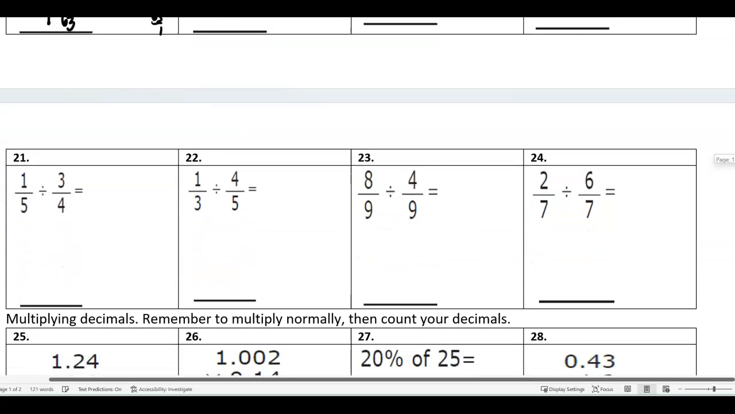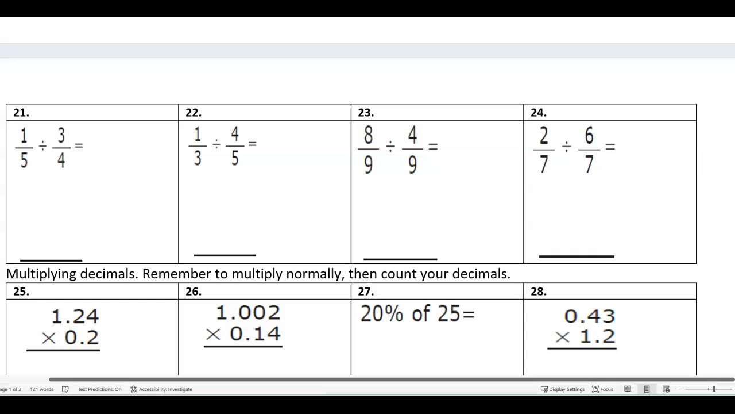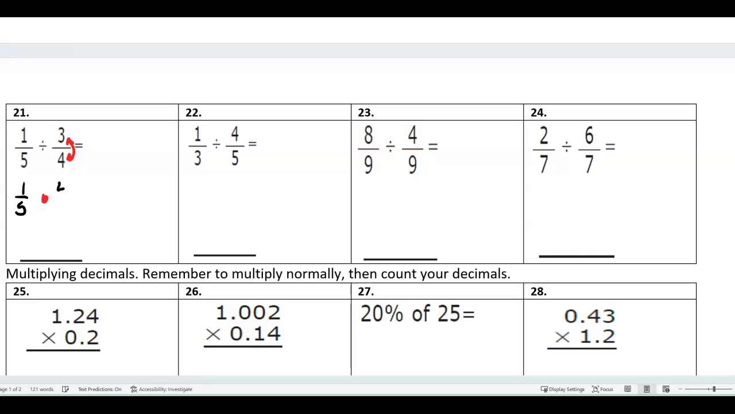Let's scoot back to the back side. Again, one more time with fractions. Flip the second fraction, change it to multiplication. So you have 1/5 times 4 over 3. Multiply straight across. 1 times 4 is 4. 5 times 3 is 15. That is totally simplified. It's not improper. There's nothing I can divide them both by.